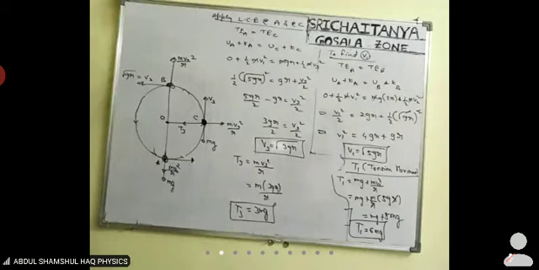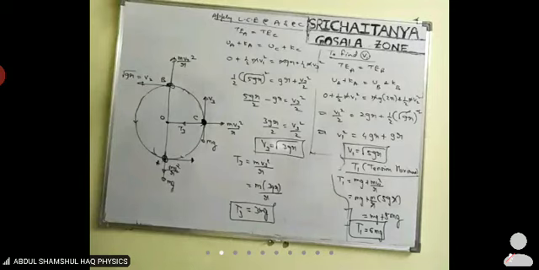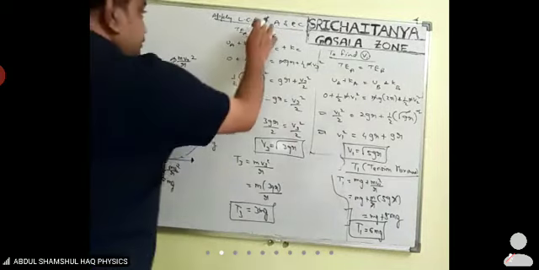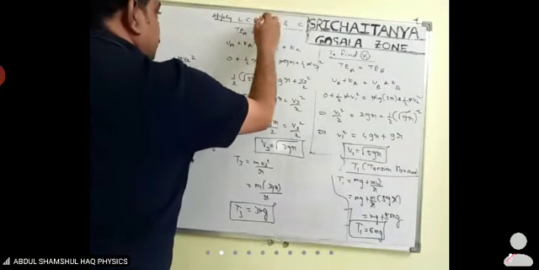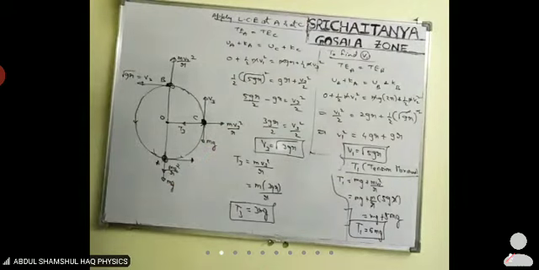Okay, have you understood? So at this point C, apply the law of conservation of energy at point A and at point C. Am I understood now? Apply the law of conservation of energy at point A and at point C.